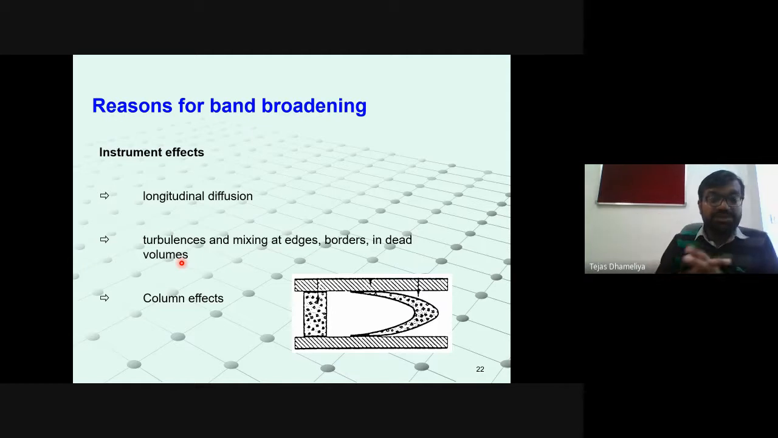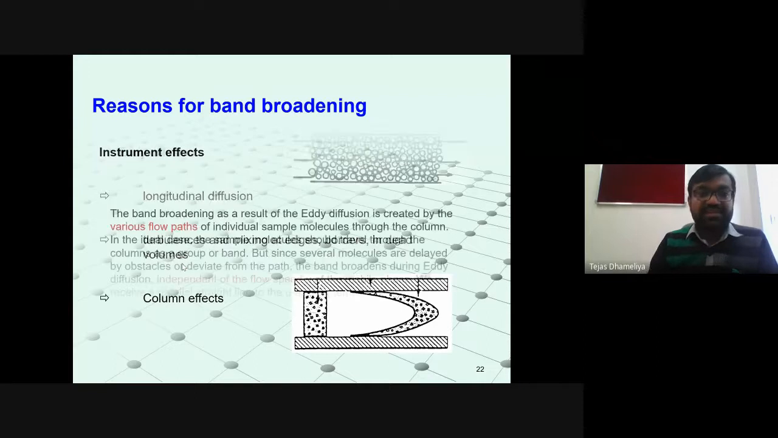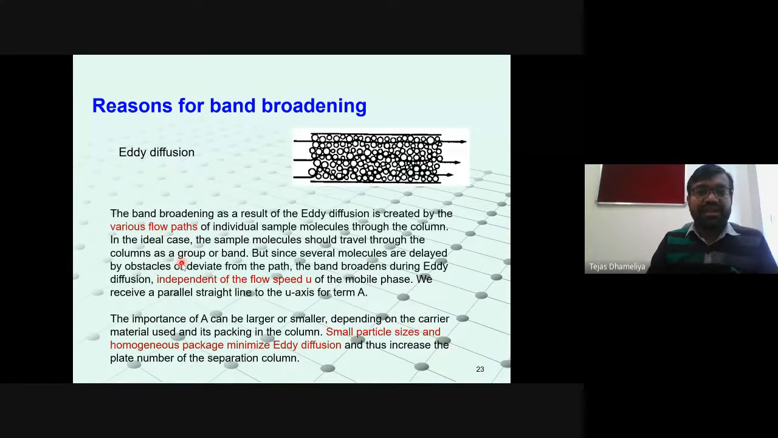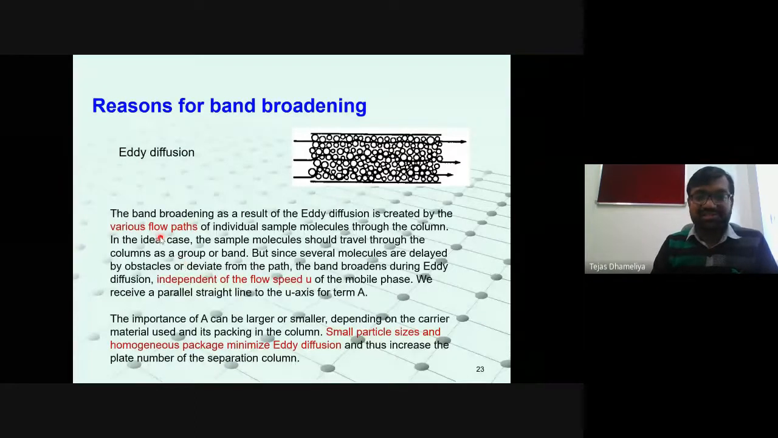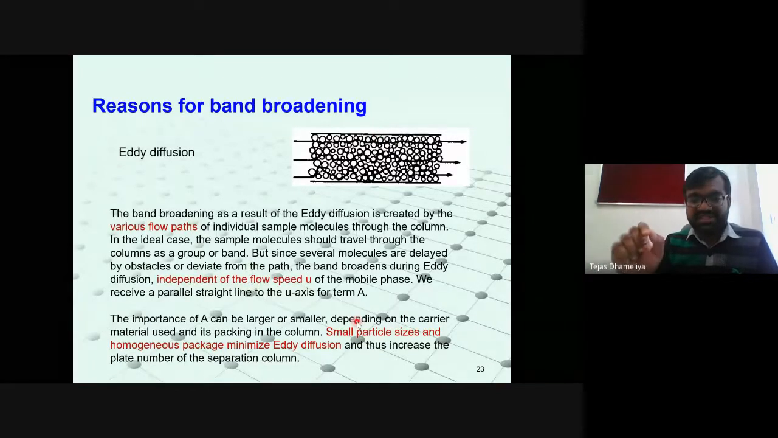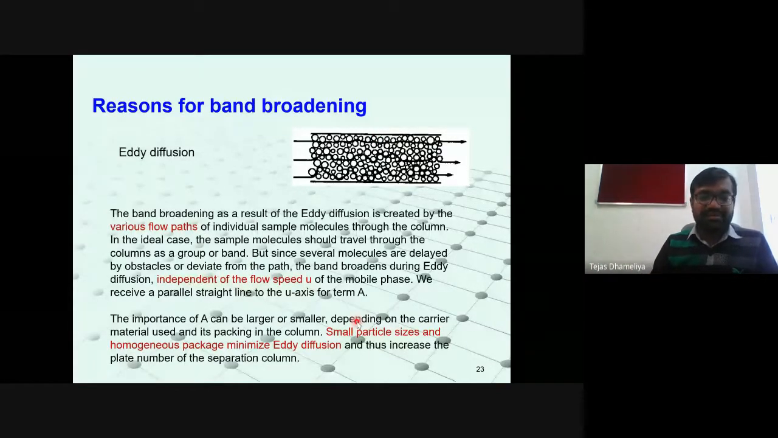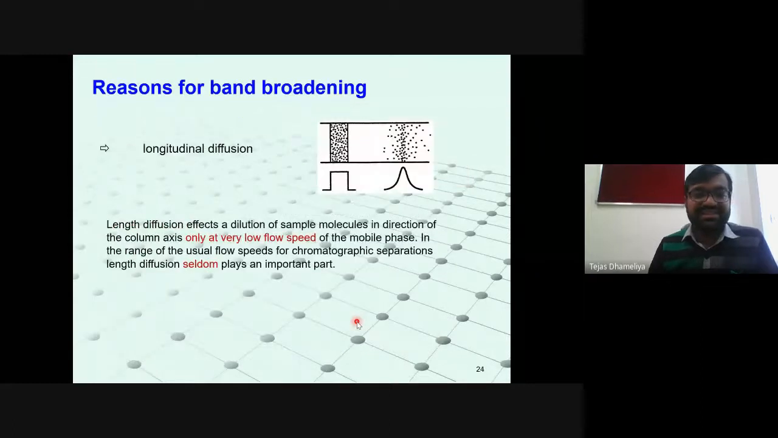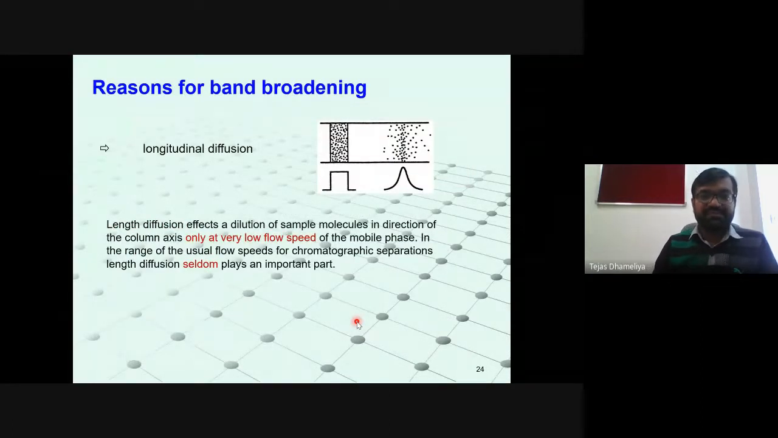So that is a kind of skill or art, because of these kinds of turbulence. So some kind of turbulence created in our mobile phase is also creating this band broadening. Eddy diffusion is also a kind of band broadening. We have discussed all these various flow paths, which is a kind of random diffusion, and that is independent of this. The smaller the particle size and the more homogeneous the packing, that basically minimizes the eddy diffusion.